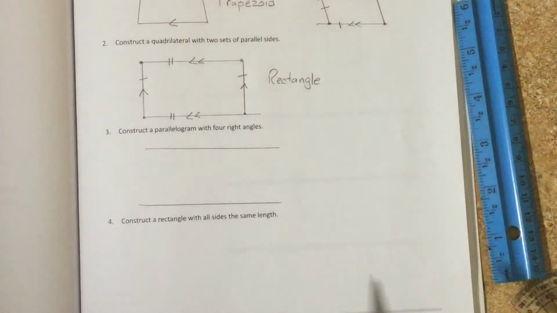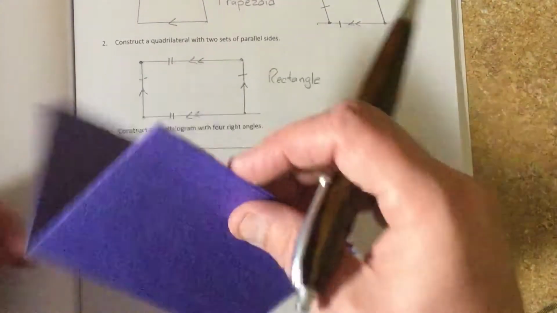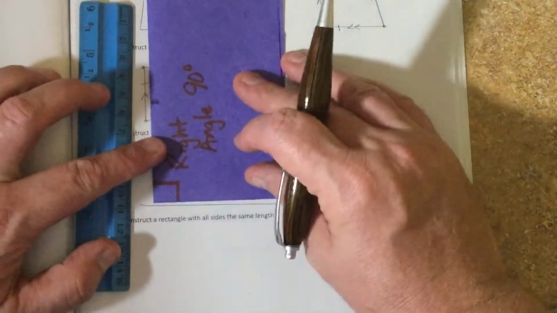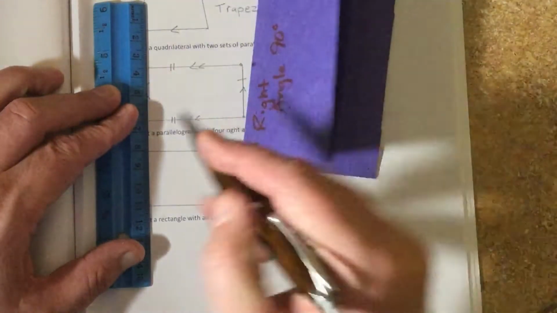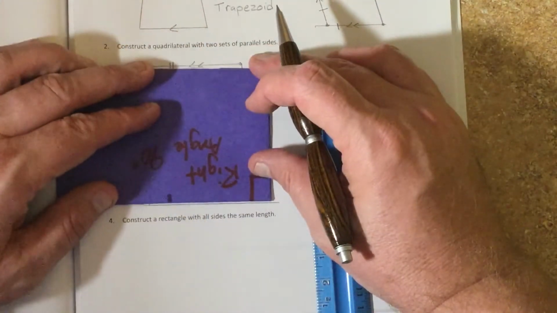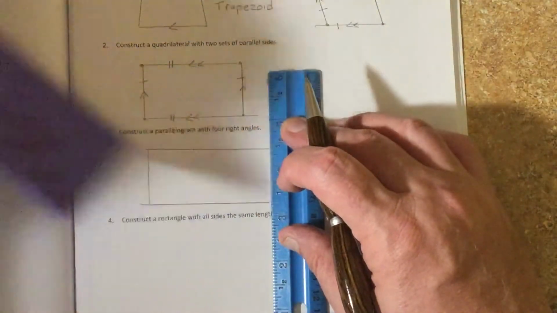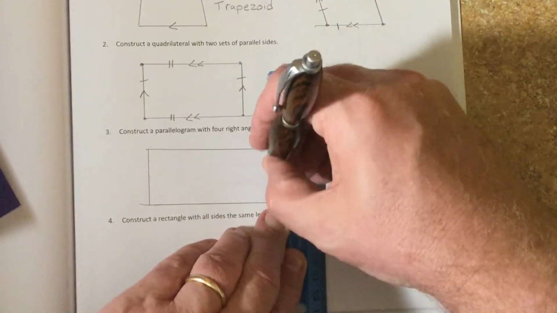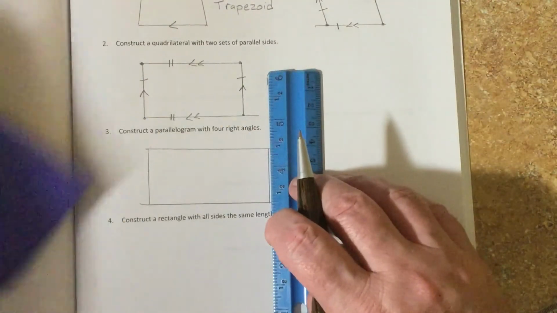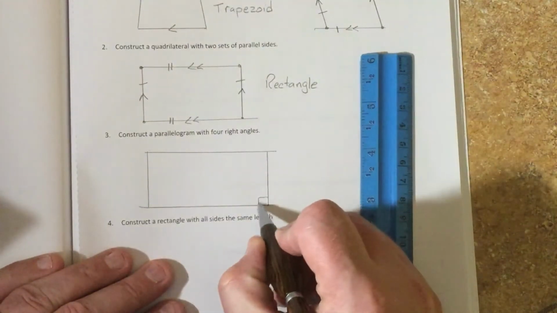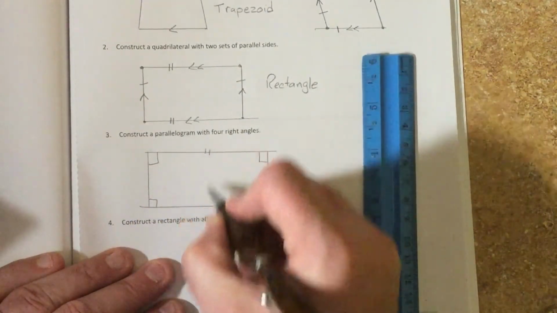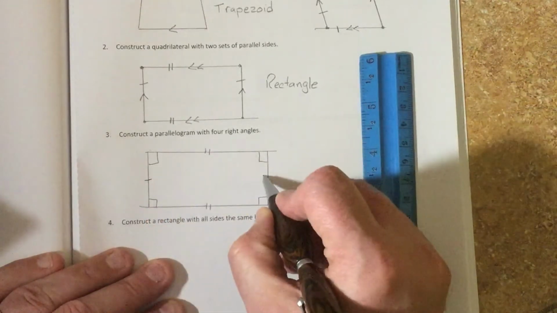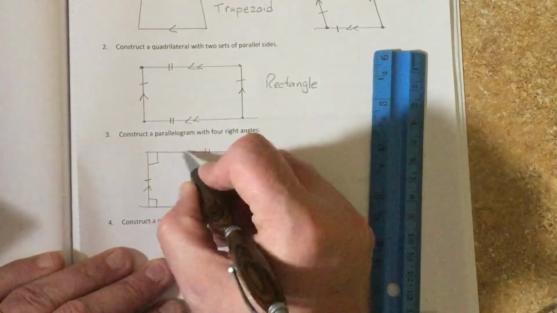Parallelogram, I know, has 2 sets of parallel sides. So I'm going to make sure that this side is parallel to this side. And because I used my right angle template, I know that these are right angles. So I can go ahead and mark these. And again, these are the same length, these are the same length, and they are parallel with one another.